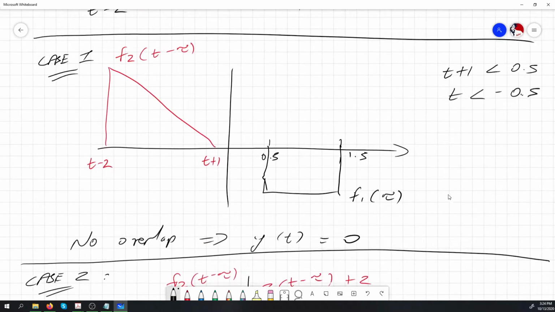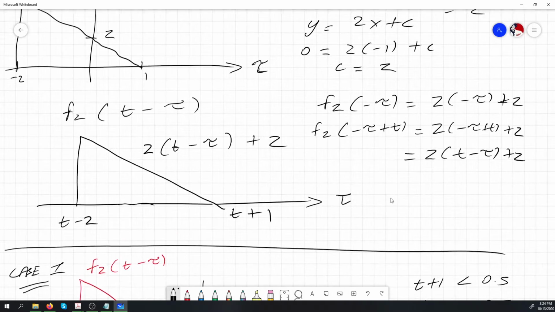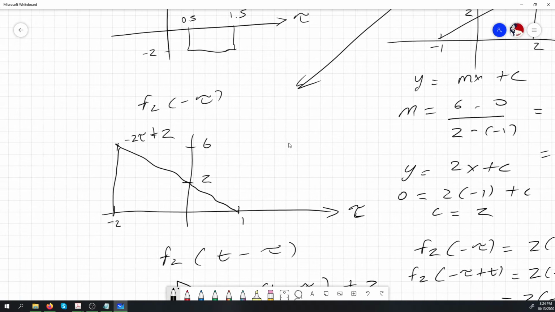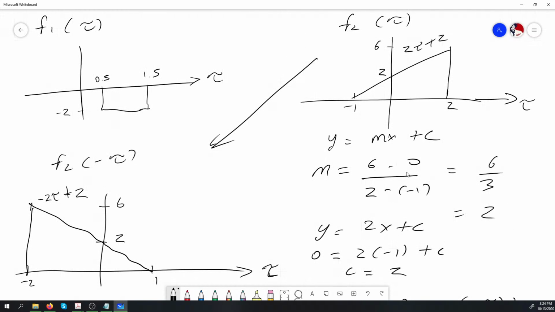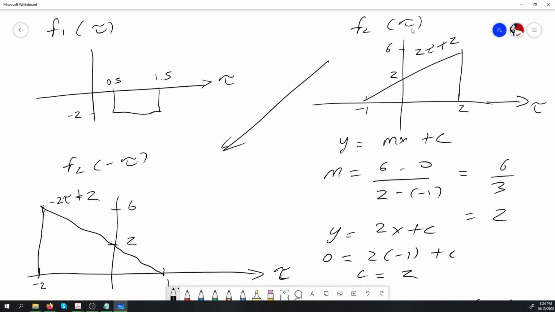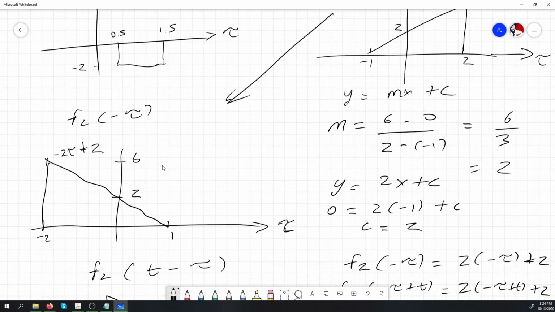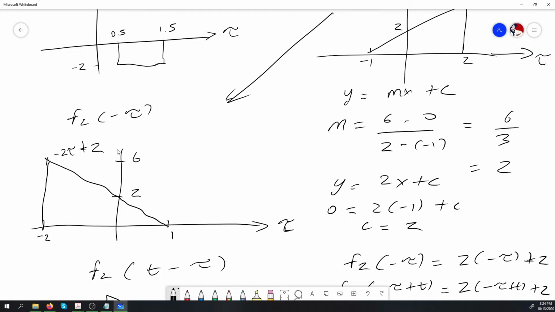So I'm scrolling back up here to get to where we resolved the line. So just to recap it in particular, we start with f of 2 tau here, and we calculated the equation of the line here by finding the gradient and then finding the c-intercept by substituting the coordinates. So we got this equal to 2 tau plus 2. When we switch this from tau to minus tau, this becomes minus 2 tau plus 2.